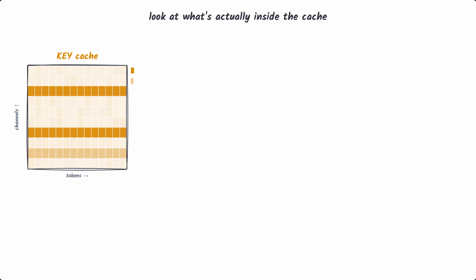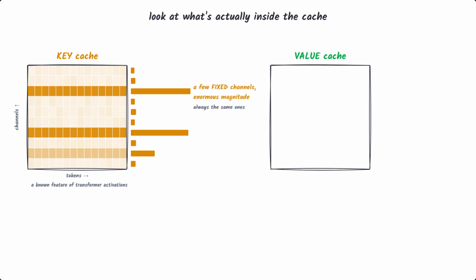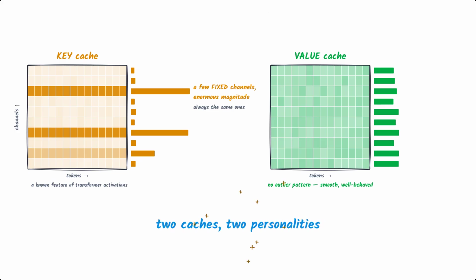A few specific channels, always the same ones, have enormous values, towering outliers, while every other channel is small and well-behaved. These persistent outlier channels are a known feature of transformer activations. Now look at the value cache. No such pattern at all. The values are smooth. No single channel consistently blows up. Two caches, two completely different personalities. And that difference is exactly why they need to be quantized in two different directions.